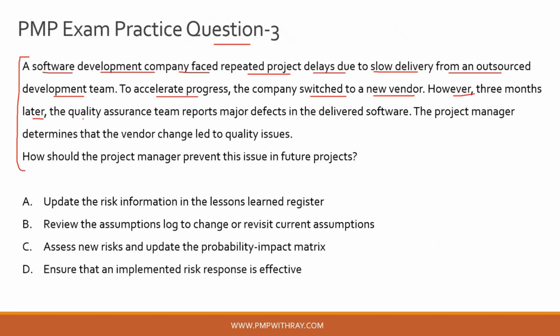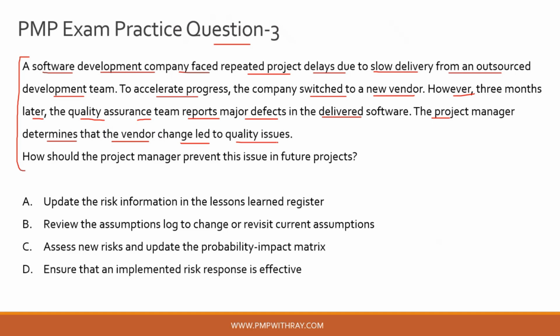However, 3 months later, the quality assurance team reports major defects in the delivered software. Okay, now the company probably was able to accelerate the schedule. However, they sacrificed on the quality. These are typical cases which you generally see in project management as well, and I'm sure that you as a project manager have also experienced something very similar. Okay, so the project manager determines that the vendor change led to quality issues.